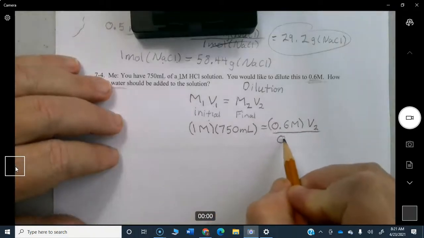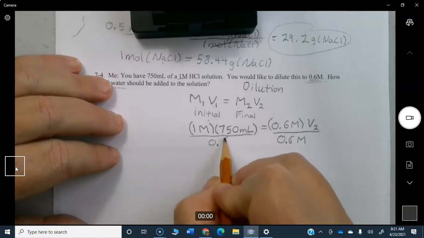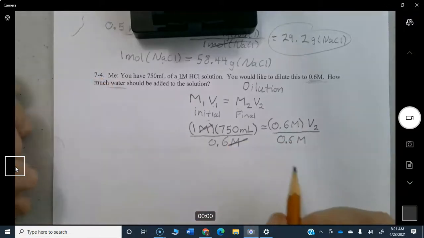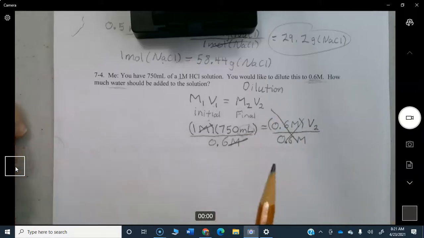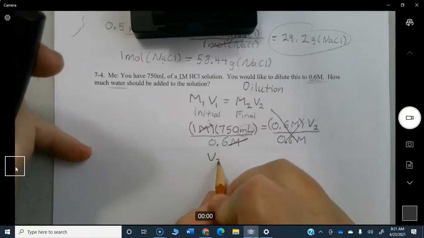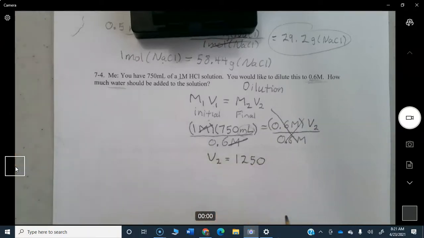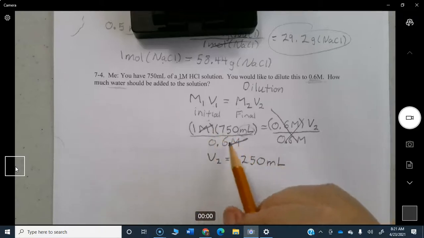So you're going to divide both sides by 0.6. And molar are going to cancel out. So all you have left is milliliters. These cancel, by the way, too. So your V2 is going to be measured in milliliters. That's what you want. Okay. So it's going to be 750 milliliters divided by 0.6. And that's going to give you the volume equals 1250. That's how much volume you're going to have at the end. And that's in milliliters. And it's fine to leave it in milliliters here, because any other unit canceled out.